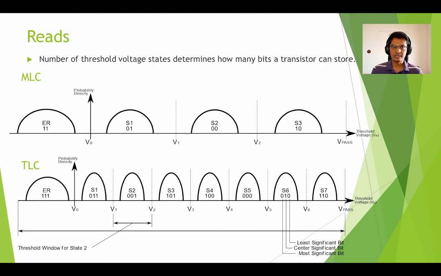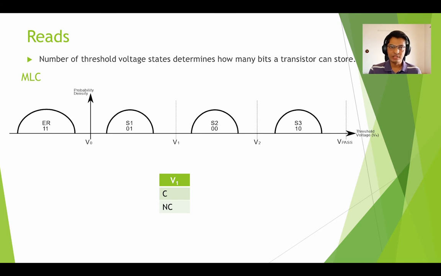The number of threshold states determines how many bits a transistor can store. 4 threshold states can store 2 bits of data and 8 threshold states can store 3 bits of data. In MLC flash, sense amplifiers test for conductivity at a read reference voltage of V1. If the cell is conductive, then the value held by the cell is inferred to be 1, else it is 0. To read an MSB page, 2 read reference voltages are required. If the channel is conductive or non-conductive at both V0 and V2, then the MSB is interpreted as a 1, otherwise it is a 0.